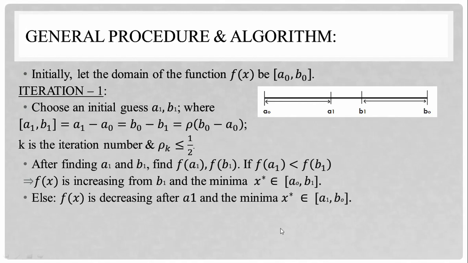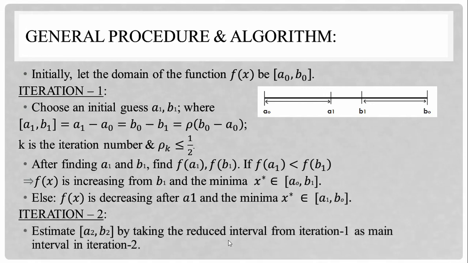So this is the thing. After completion of this, we will be able to set a different interval which is of lesser size than a0 and b0. So we will have a reduced interval, a0 comma b1 or a1 comma b0. By taking that interval, we will again perform the same procedure. We will estimate a2 and b2 from the reduced interval, a0 comma b1 or a1 comma b0. It depends on the values. Then again, we'll be doing the same thing.